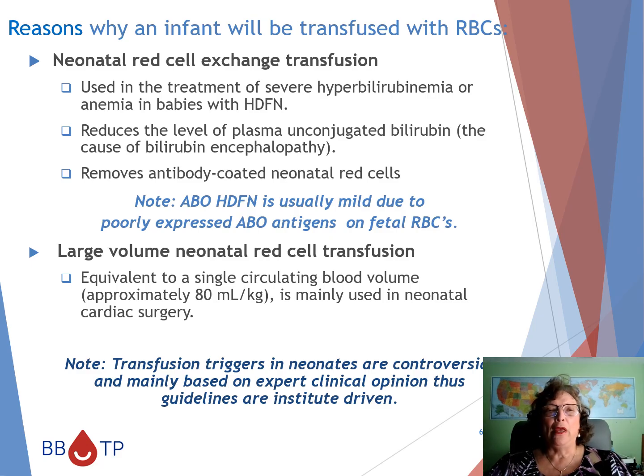So one of the things we need to look at is why would an infant need to be transfused? One would be a neonatal red cell exchange situation where you're trying to treat severe hyperbilirubinemia or anemia in babies with hemolytic disease of the newborn. When we look at why we're doing it, one, we're trying to reduce the severe levels of unconjugated bilirubin. And also, we're trying to remove antibody-coated neonatal red cells. And just so that you have an understanding, an ABO situation for hemolytic disease of the newborn is usually mild due to poorly expressed ABO antigens on fetal red cells.